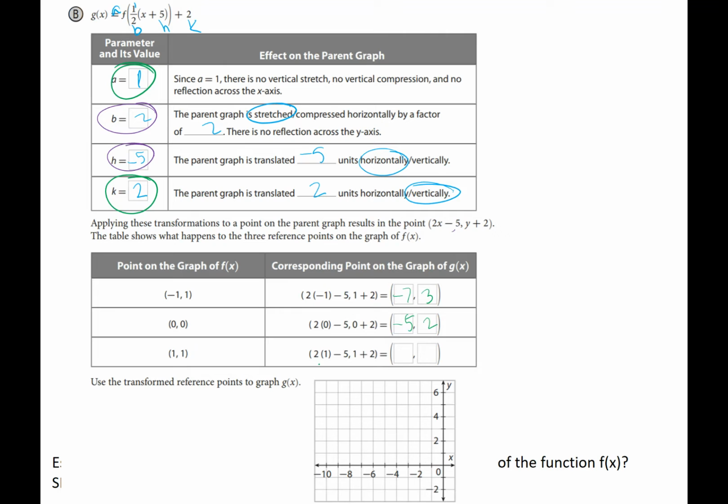We're going to put in the 1, or the 1, 1 point. So we get 2 times 1 is 2, minus 5 is negative 3. And then we plug in the 1 for the y. So 1 plus 2 is 3. We're going to go ahead and plot those 3 points. So we've got negative 7, positive 3, negative 5, positive 2, and negative 3, positive 3. And go ahead and connect the dots with a U-shaped curve.